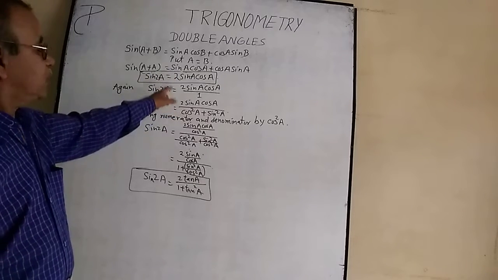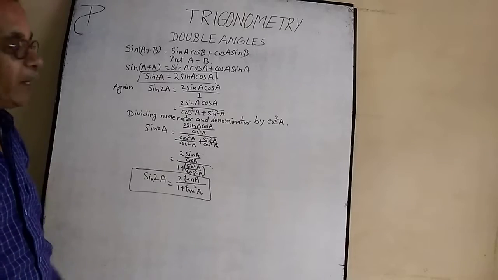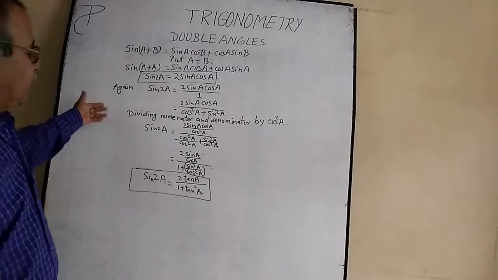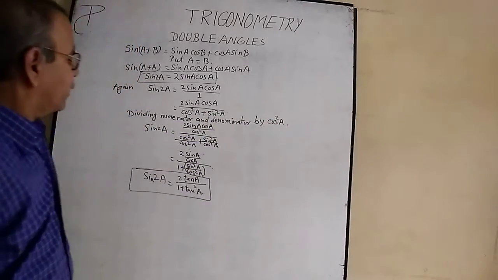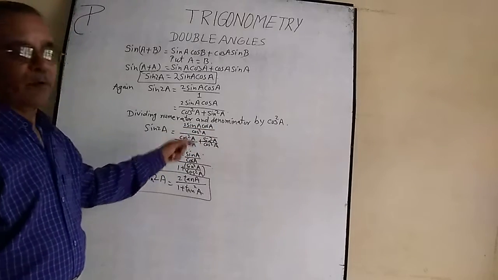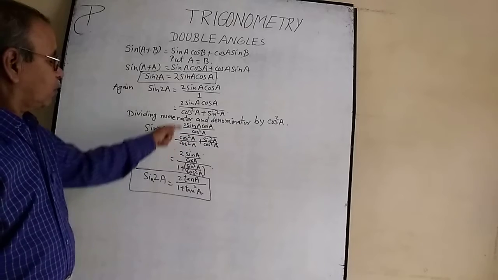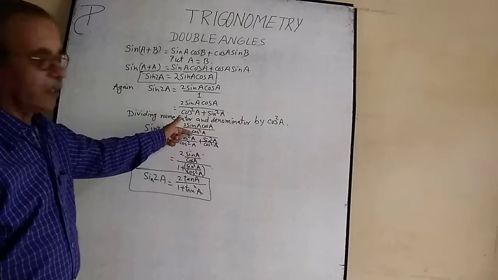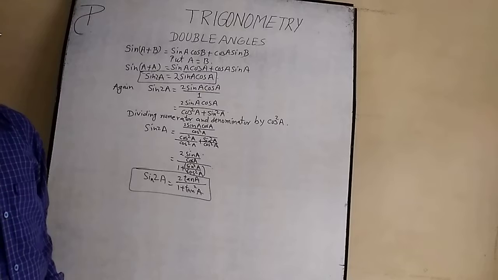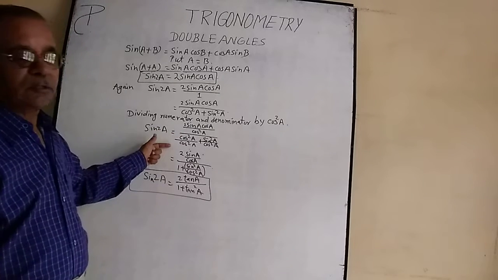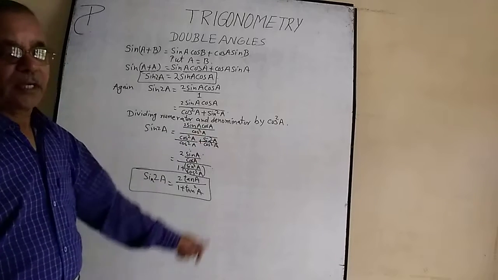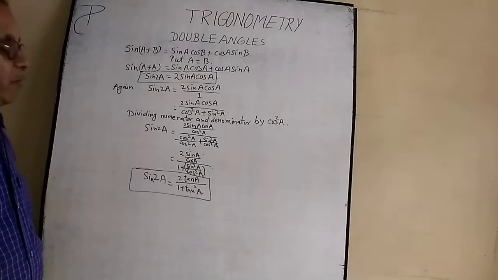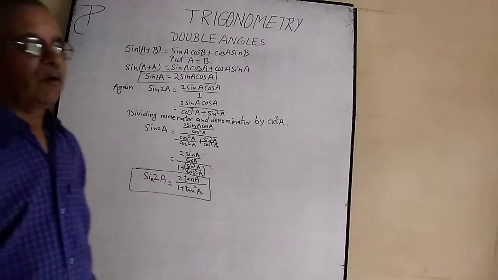Another relation: if I write this 2 sin A cos A upon 1, that is 2 sin A cos A upon cos square A plus sin square A. Dividing the numerator and denominator by cos square A, we get 2 sin A cos A upon cos square A, and cos square A upon cos square A, plus sin square A upon cos square A. That is equal to 2 tan A, because cos A and cos square A cancel and 2 sin A upon cos A remains; cos square A upon cos square A is 1, and sin square A upon cos square A is tan square A. So this is another relation: sin 2A is equal to 2 tan A upon 1 plus tan square A.